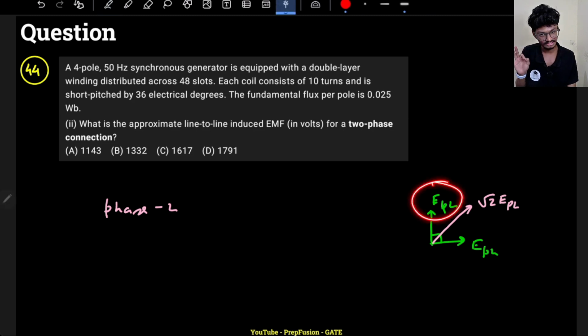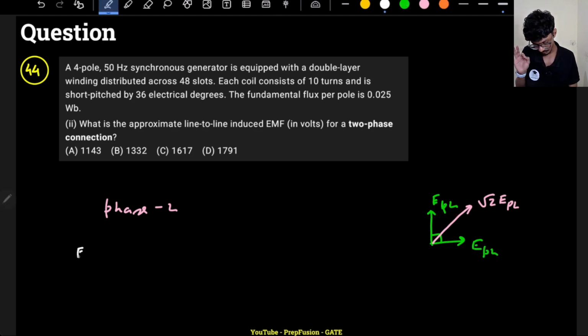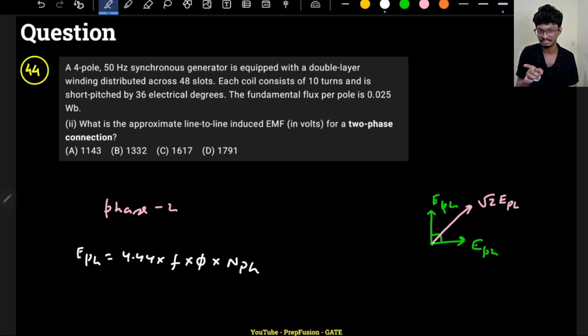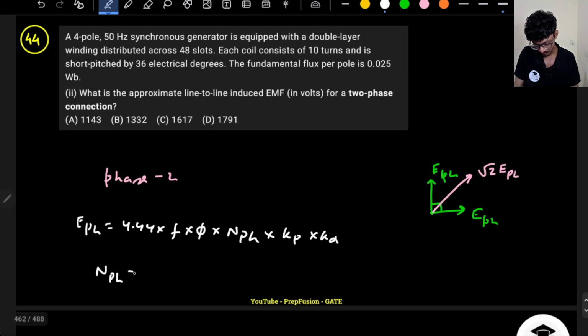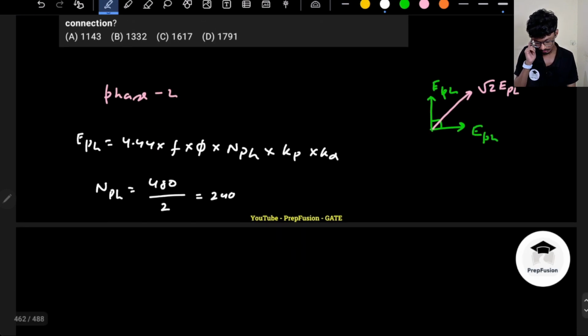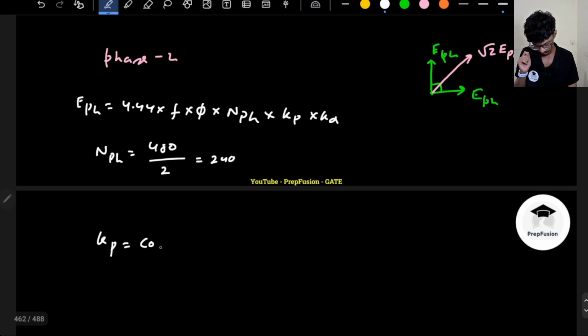So will the E phase change? So what will be the E phase now? E phase formula will be same: 4.44 into F into phi into number of turns per phase. Now number of turns per phase has also changed. Kp will not change, but Kd will change. Why Kd will change? I will explain. So what is the number of turns per phase? Total number of turns is 480, correct? Number of turns per phase will be 480 divided by 2, 240. Kp is same. Kp will be cos of alpha by 2, which is same, 0.95 whatever we have calculated.